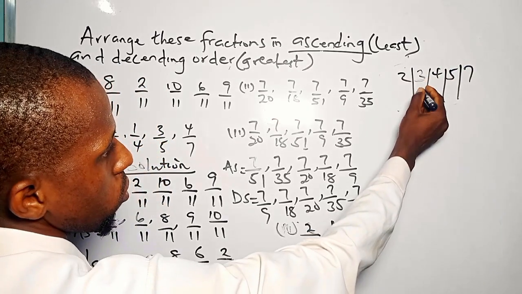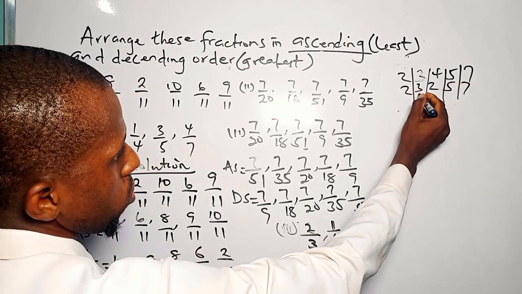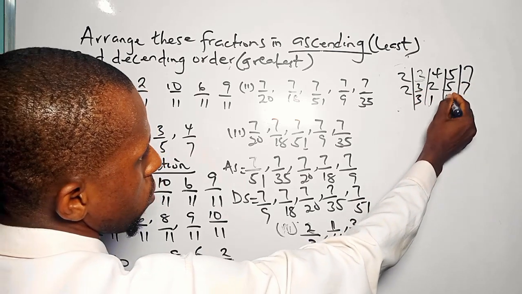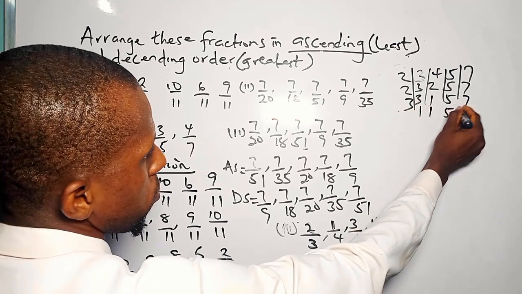We can use 2. This one becomes 3, 2, 5, and 7. We can still use 2. This one becomes 3, 1, 5, and 7. When you use 3, we have 1, 1, 5, and 7.